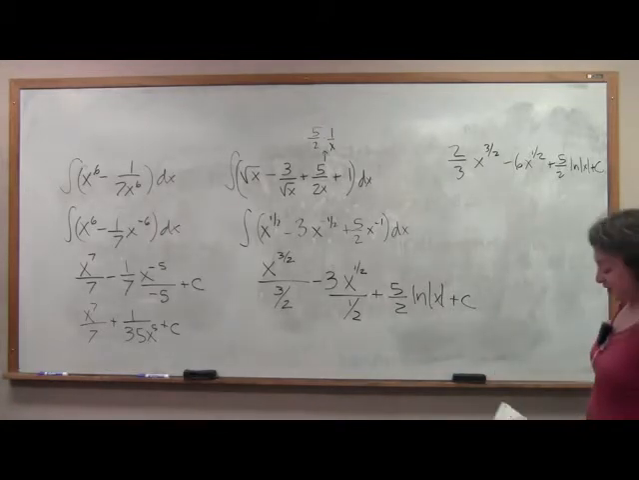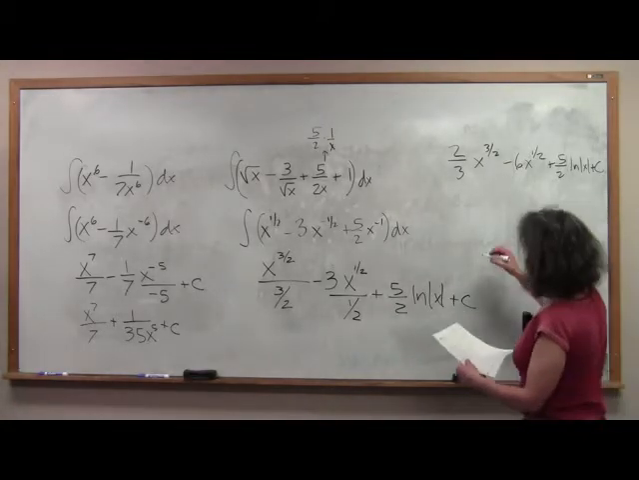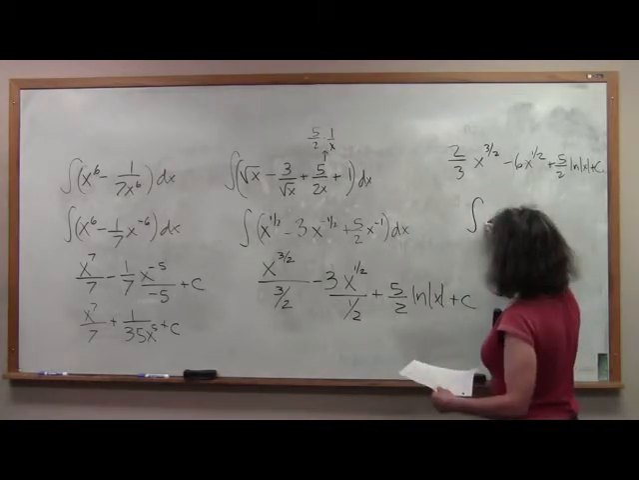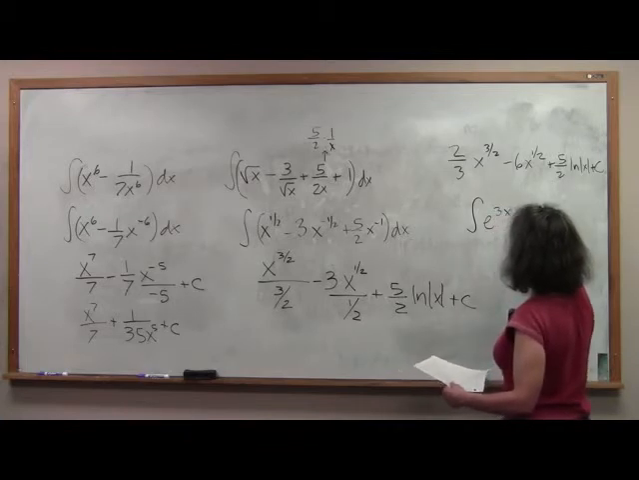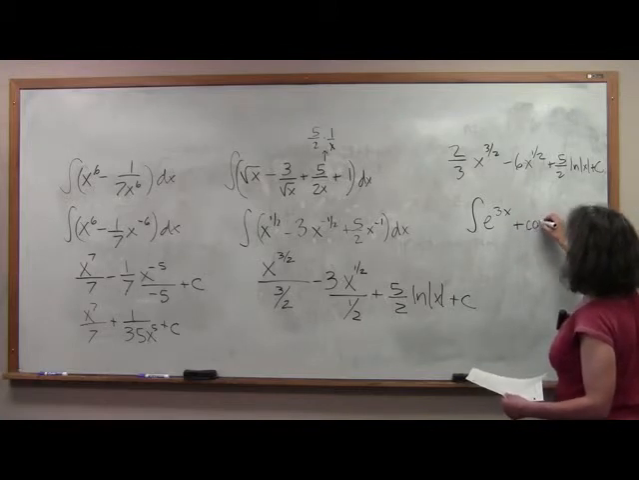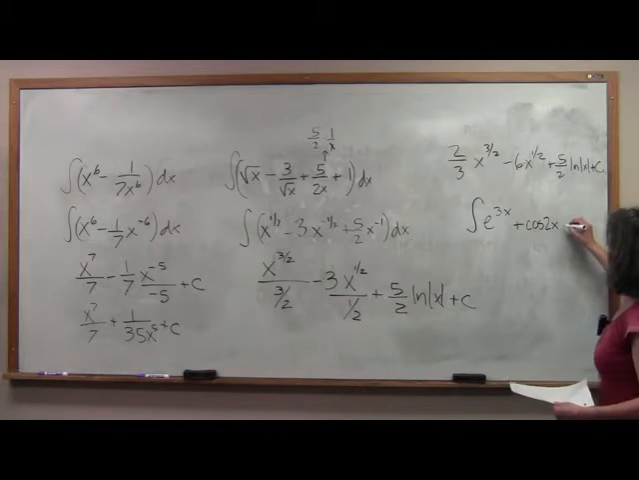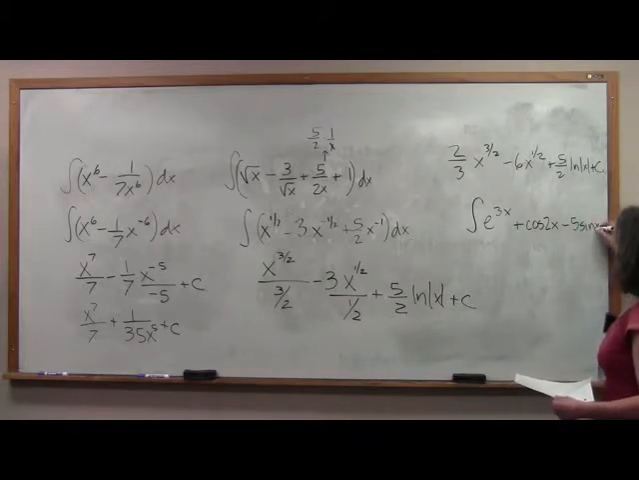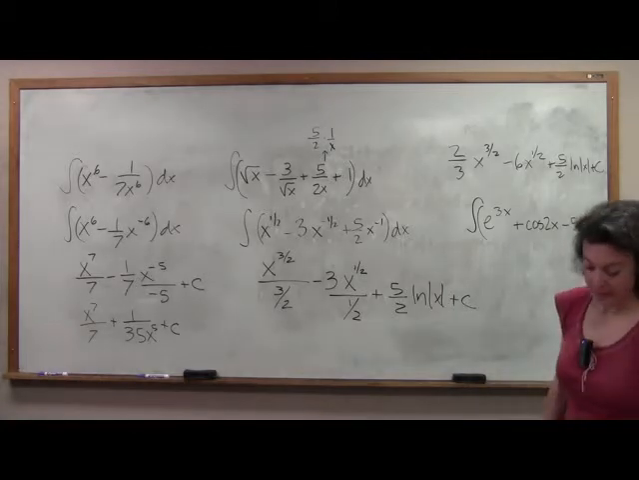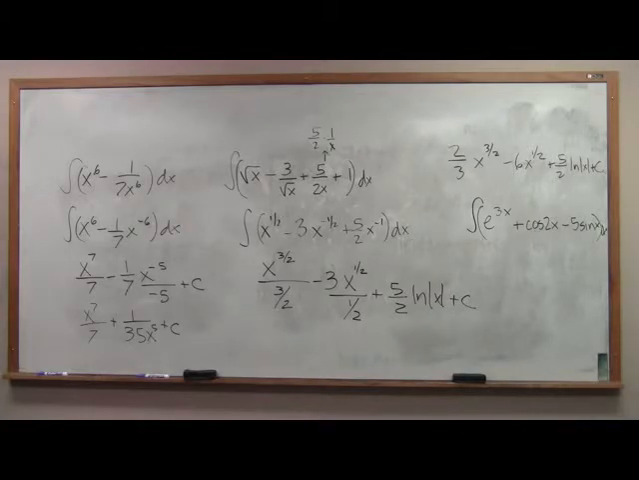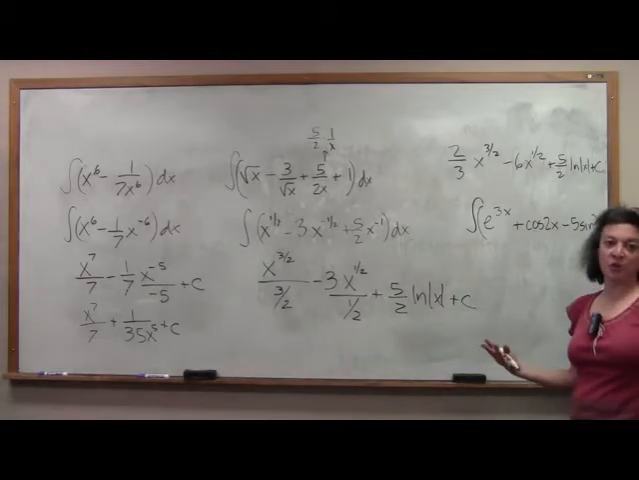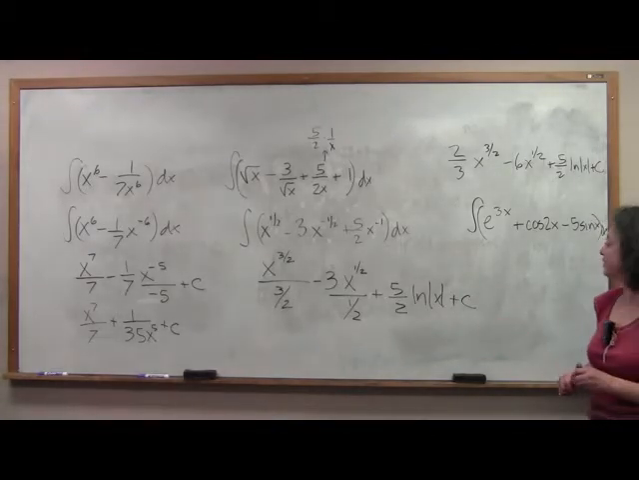All right, so let's just do a couple more. What if now I want to take the antiderivative of e to the 3x plus the cosine of 2x minus 5 times the sine of x dx. All right, well, term by term. And again, have those rules in front of you as you're learning these. It just takes practice to learn them.